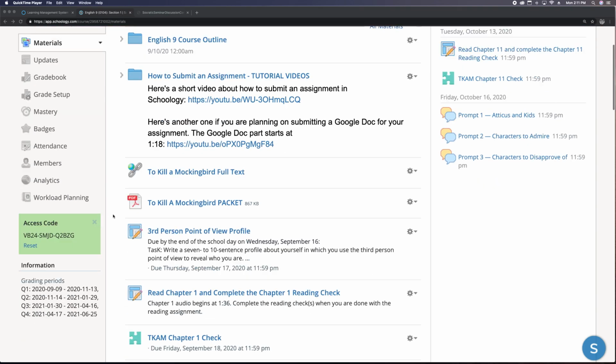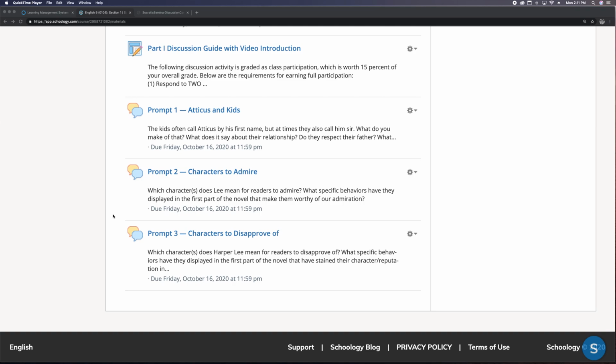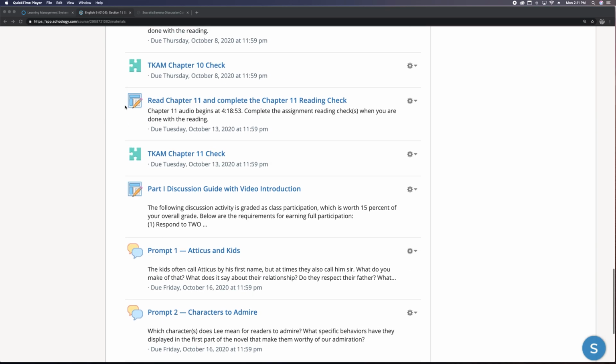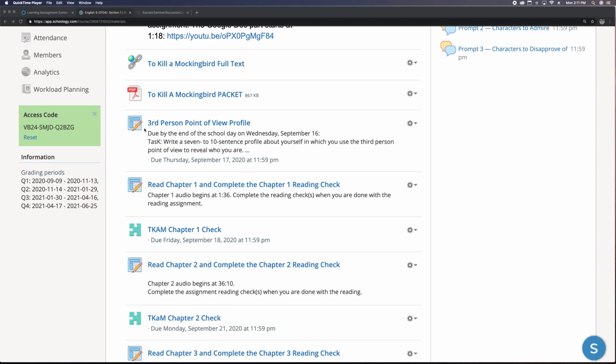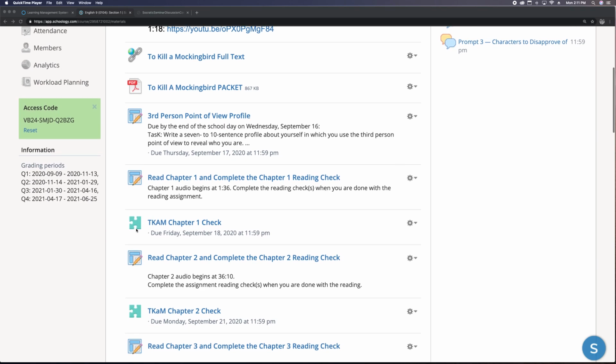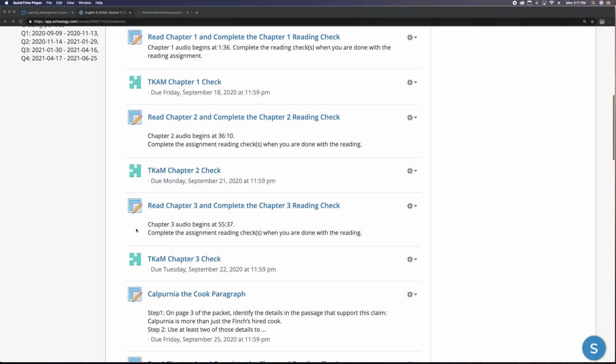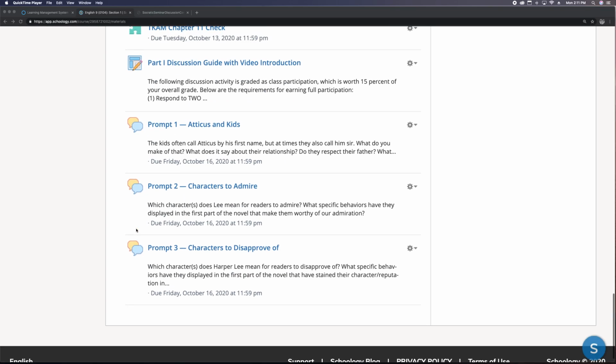Down here at the bottom, there are, it looks like, four new things. And these look a little bit different than what we've seen so far. This is the assignment icon. This is the assessment icon, like quizzes and homework grades. But down here at the bottom, we've got three new icons that are, well, they're discussions.